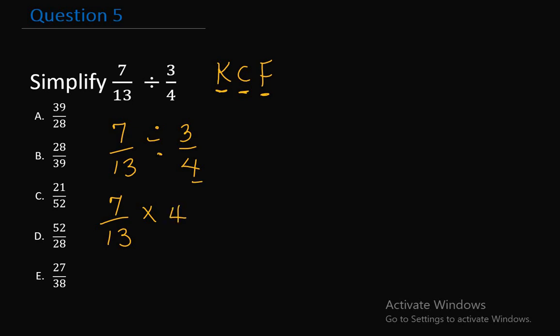So the 4 will go up and the 3 will come down. If you look at what we have, there is no common factor, nothing can go. So we just multiply direct. 7 times 4 will give me 28. 13 times 3 will give me 39. So the answer is simply B, 28 over 39.